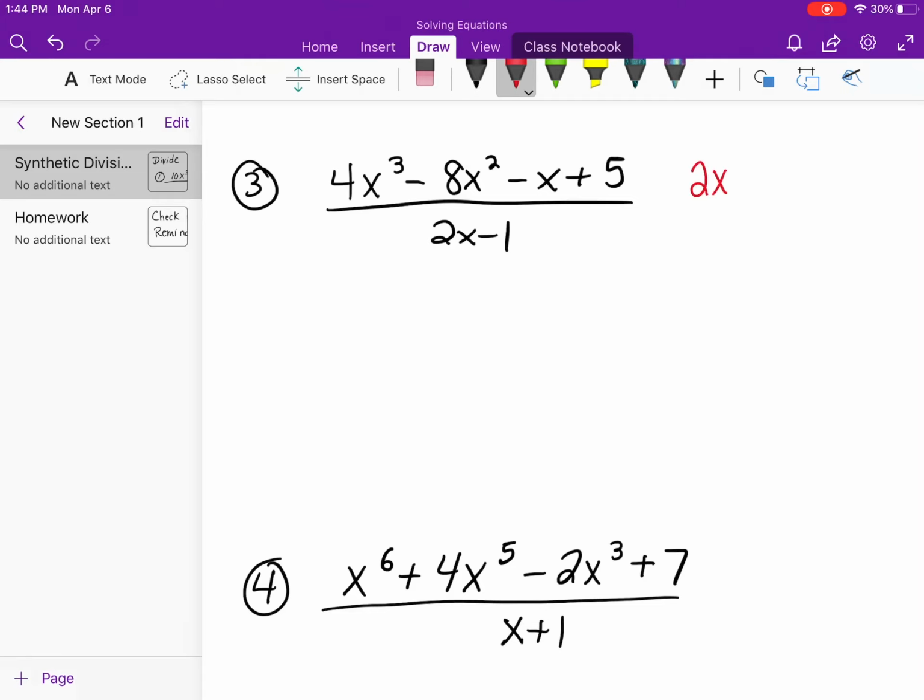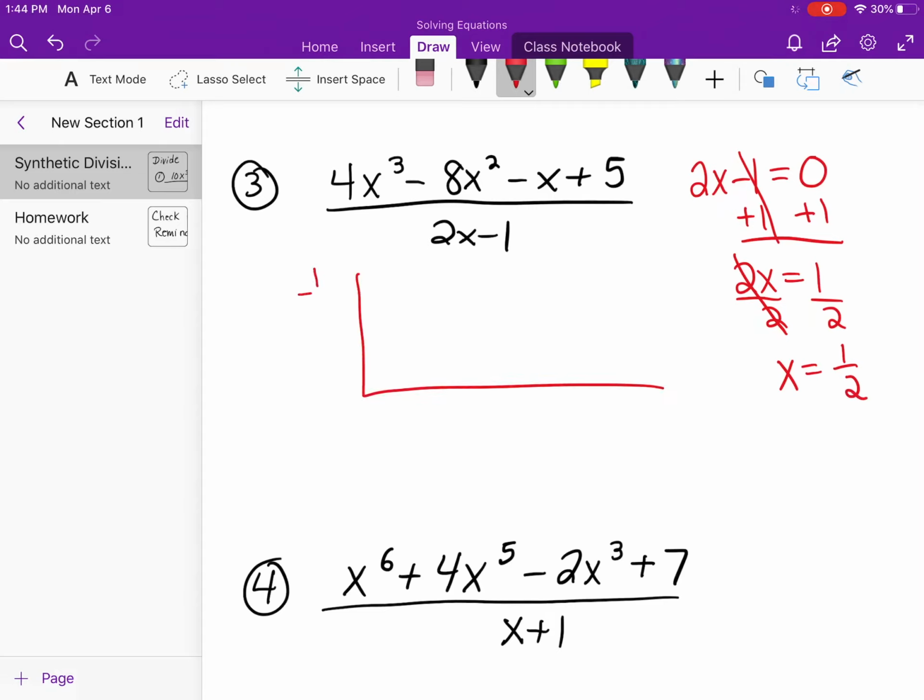We'll take what we're dividing by, 2x minus 1, and set that equal to 0. So now you can see why this one's a little bit different. When I solve for x, I'm just going to add 1 to both sides and end up with 2x equals 1. Then divide both sides by 2, and I have x equals 1/2. So guess what? I'm going to have a fraction on the outside of my synthetic division bar.